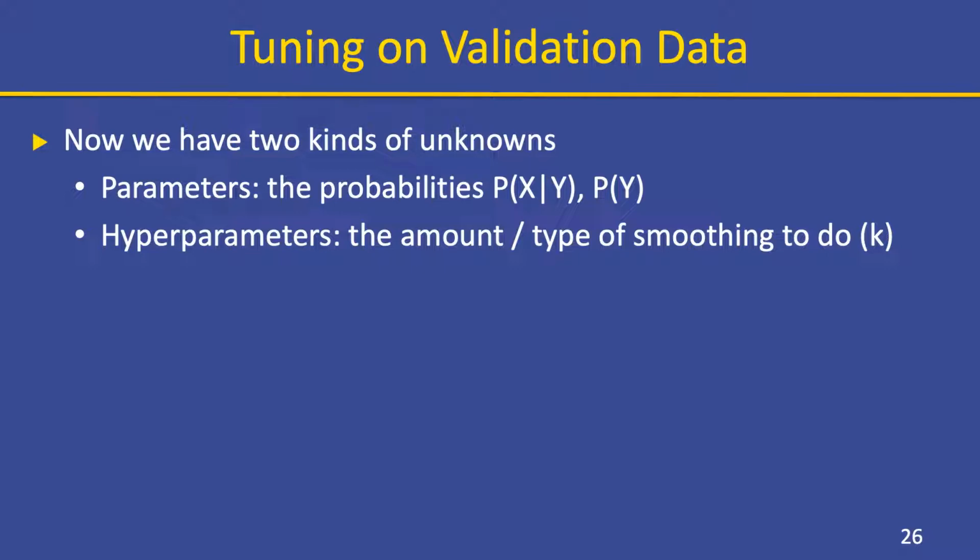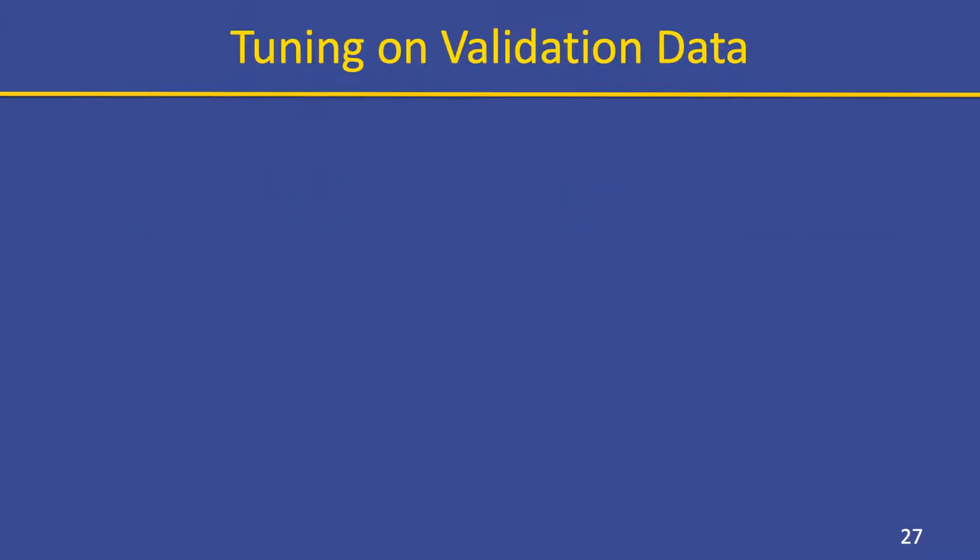K here is our hyperparameter, and we have to keep trying different values of K, vary it up and down until we get the perfect balance between overfitting and generalization. So we do that on the validation data. We vary the values of K and we note the accuracy on the validation data. And then we pick the value of K that gives us the best accuracy on the validation data.